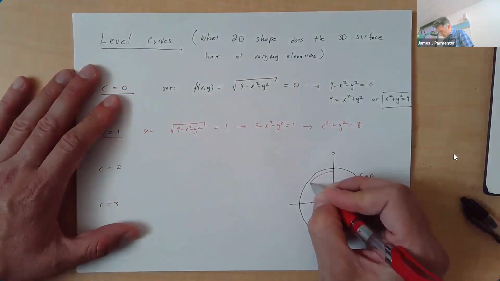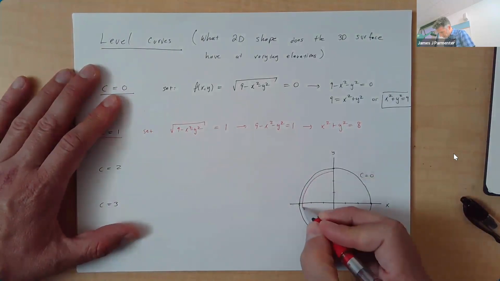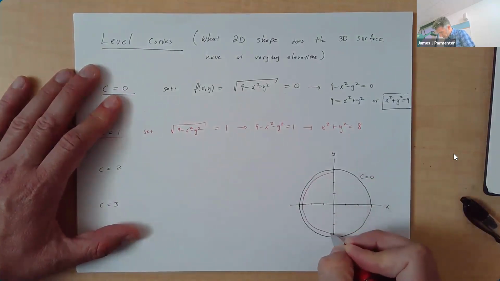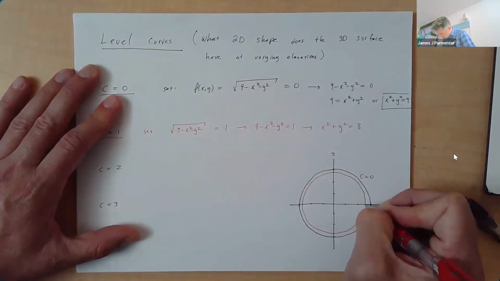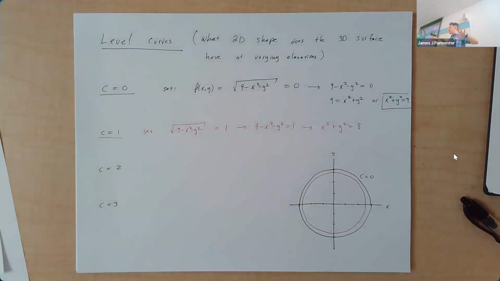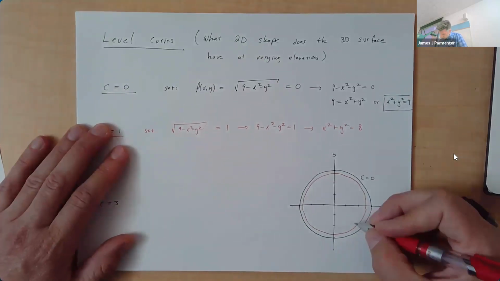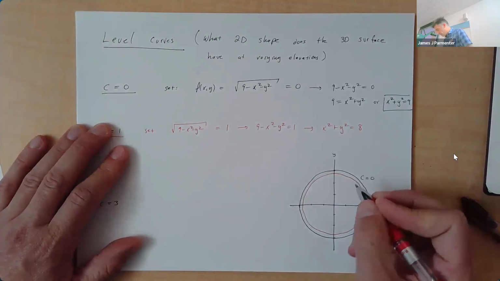So now my drawing skills come into question. And it doesn't have to be perfect. So we've gone up and our circle got a little smaller. Still with the same center though. Here, c equal to 1.